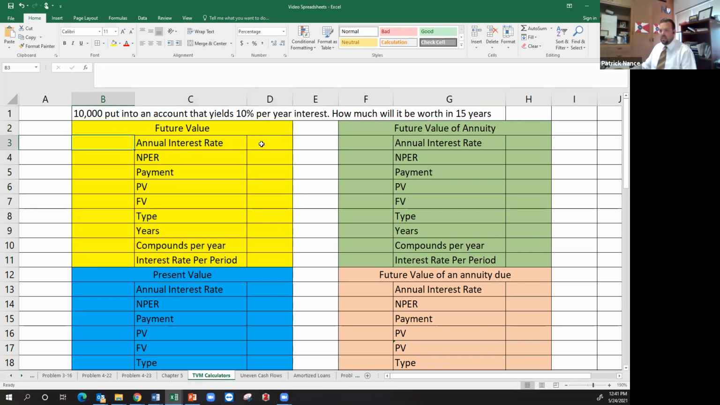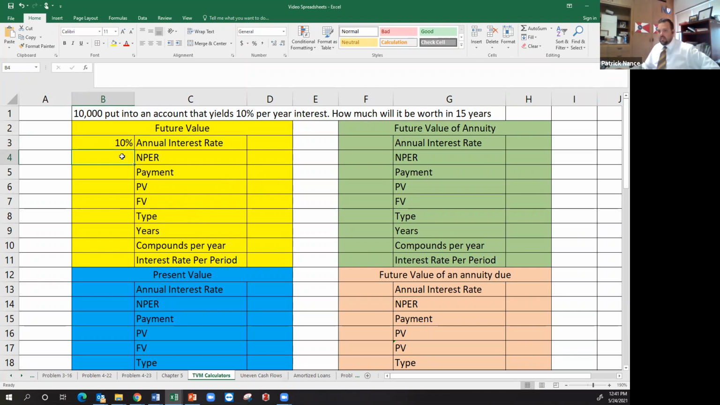So the annual interest rate is the amount that usually is given in a problem, but it's an amount for the annual compounds. If we're doing multiple compounds, I'll show you how to handle that, if we do semi-annual compounds or monthly compounds or anything along those lines.